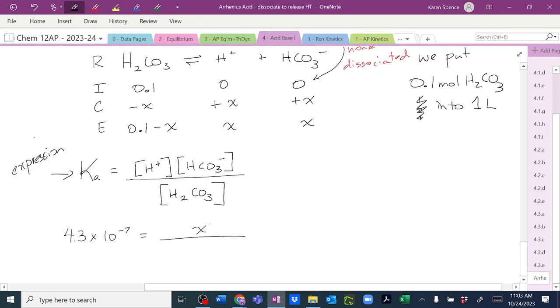x squared over 0.1 minus x. Do you guys love solving quadratic equations? No, I don't either. Wouldn't it be nice if we could simplify this? Now, remember, what was our Ka value? 4.3 times 10 to the minus 7. So how much is actually dissociating? Not much. X will be very small, because the Ka value is small.